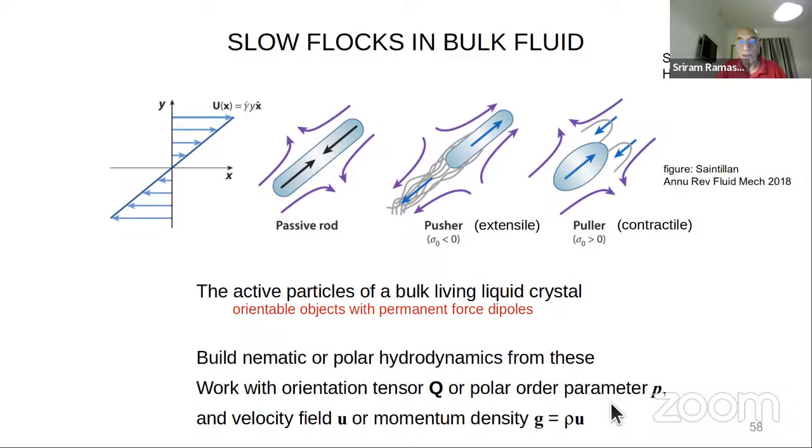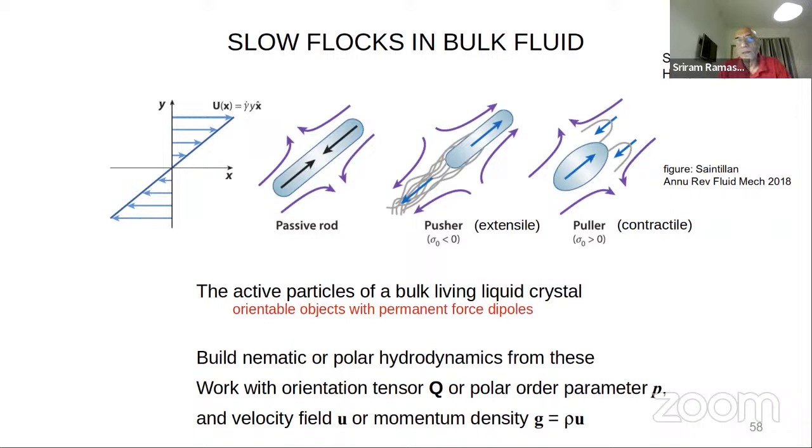Okay. Sriram? Yeah. So when you have a system like this, for both pushers and pullers, you are going to get a force dipole, right? From the figure that I see here. So is there any difference in the force dipole itself, or is it something that reflects the fact that they are pushers versus pullers? So, the magnitude is a property of the swimmers, right? There'll be some strength of the force dipole.